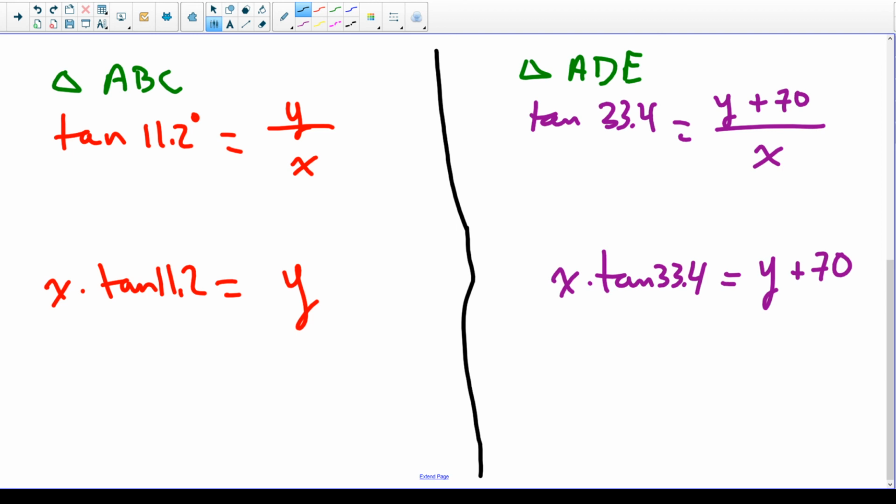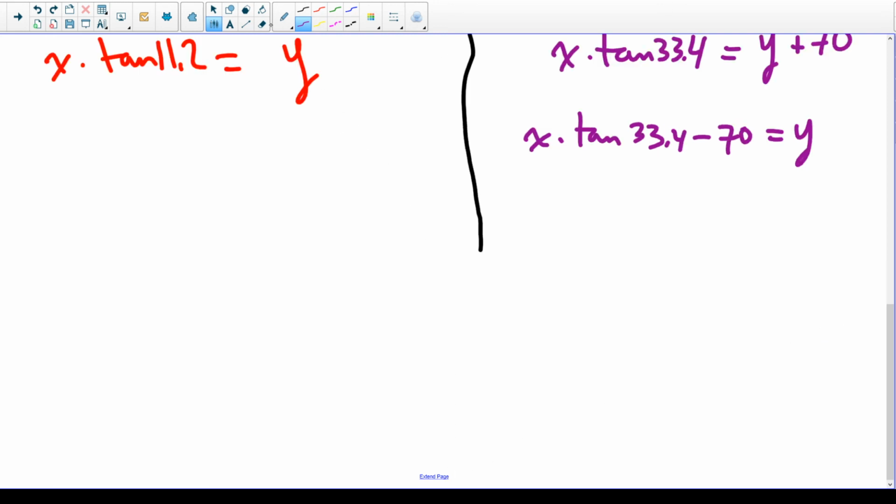So what are we going to do next? Well, first of all, I'm not quite done isolating the y here, so I've still got one more step. I've got to bring the plus 70 over to the other side. So I'm going to subtract the 70, I'm going to get that. Now, two equations, two unknowns.